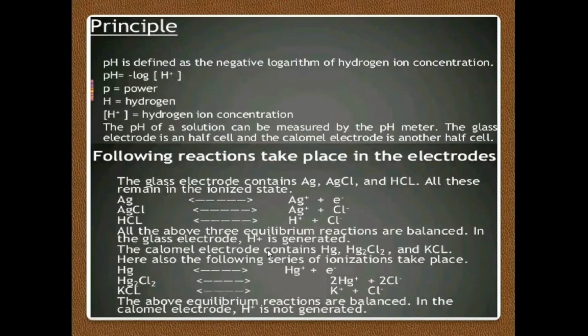The calomel electrode contains mercury, Hg2Cl2 and KCl. Here also a series of ionization takes place. Hg is ionized to Hg plus and electron minus. Similarly, Hg2Cl2 gives 2Hg plus and 2Cl minus. Potassium chloride becomes K plus and Cl minus. The above equilibrium reactions are balanced. So in the calomel electrode, H plus ion concentration is not generated.